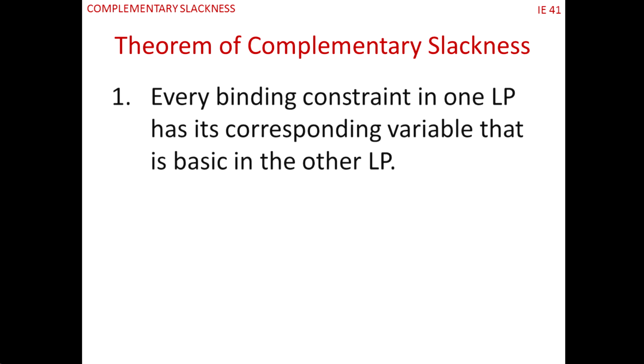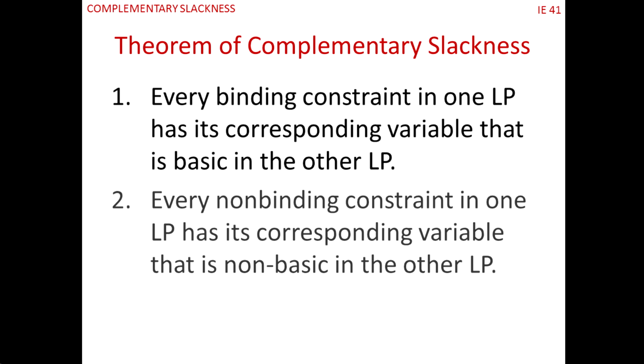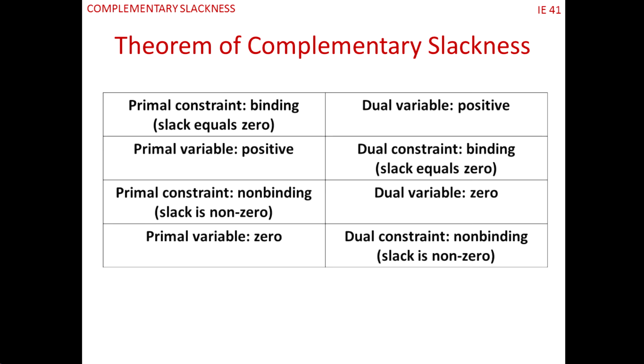Number 1, every binding constraint in one LP has its corresponding variable that is basic in the other LP. And number 2, every non-binding constraint in one LP has its corresponding variable that is non-basic in the other LP. To better understand complementary slackness, let us apply it through an example.